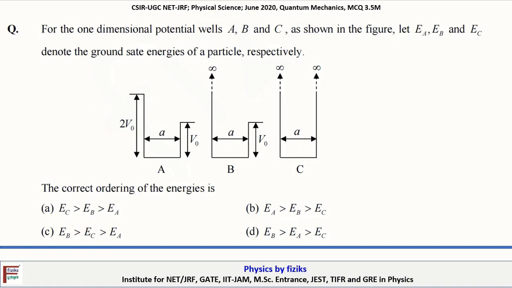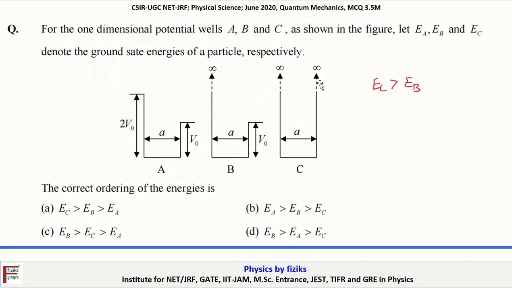Now, in this problem, we have been provided 3 shapes of the potential well, and the question is asking to determine the correct ordering for energy. This problem can be solved very easily. Now, we know that the particle in an infinite well always has energy greater than the particle in a half infinite well. That means EC would always be greater than EB.